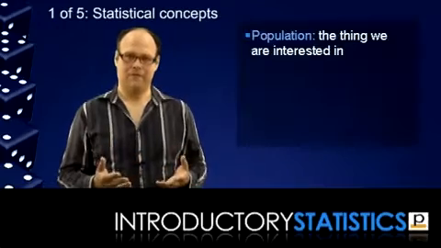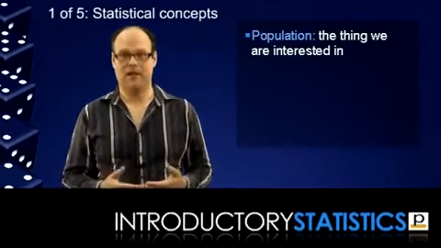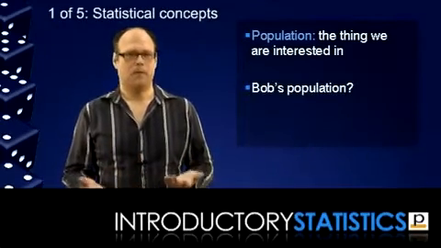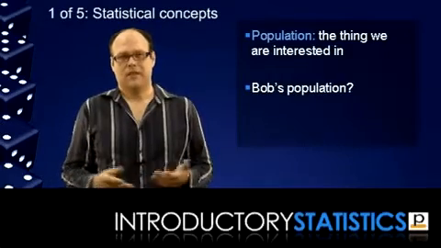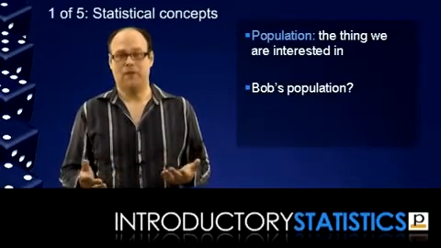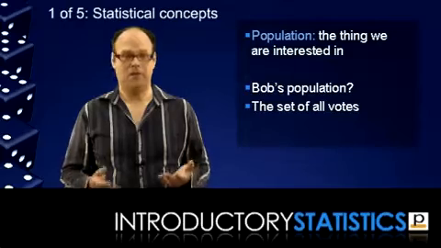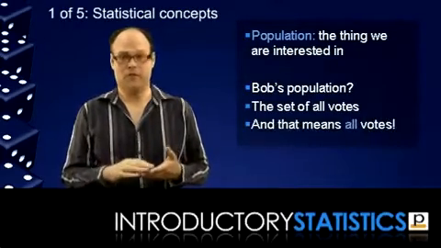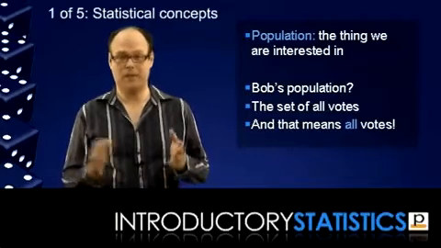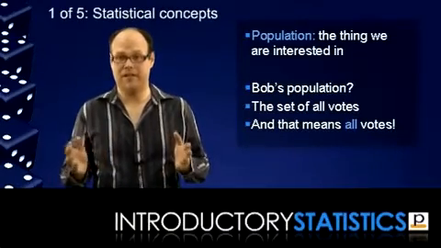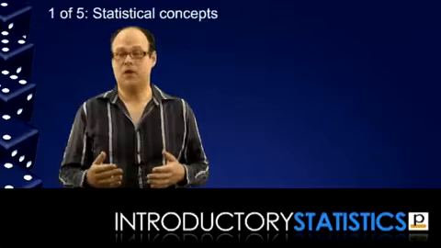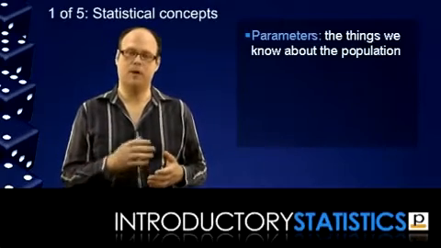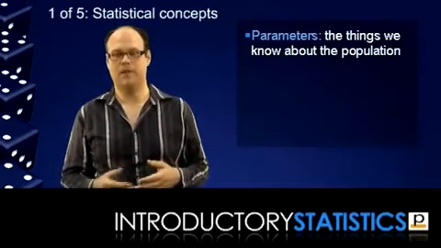Now, the name that we give to the thing that we are interested in and would like to explain is the population. So what's Bob's population? Well, let's see. Bob's really interested in all the votes, because if he knows how all the votes are going to go, then he's already answered his question. So Bob's population is the set of all votes. Now, it's all votes across the entire federal election, and that's a rather big population, and Bob's going to want to know as much as he can about it. The things that he does know about it, we call them parameters. So the idea is Bob wants to know the parameters of his population.